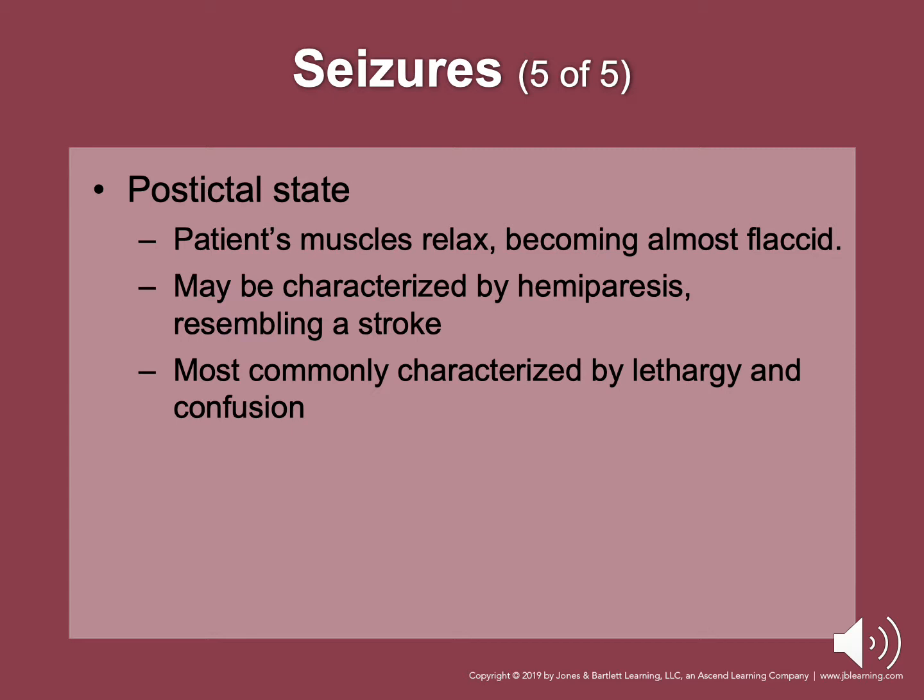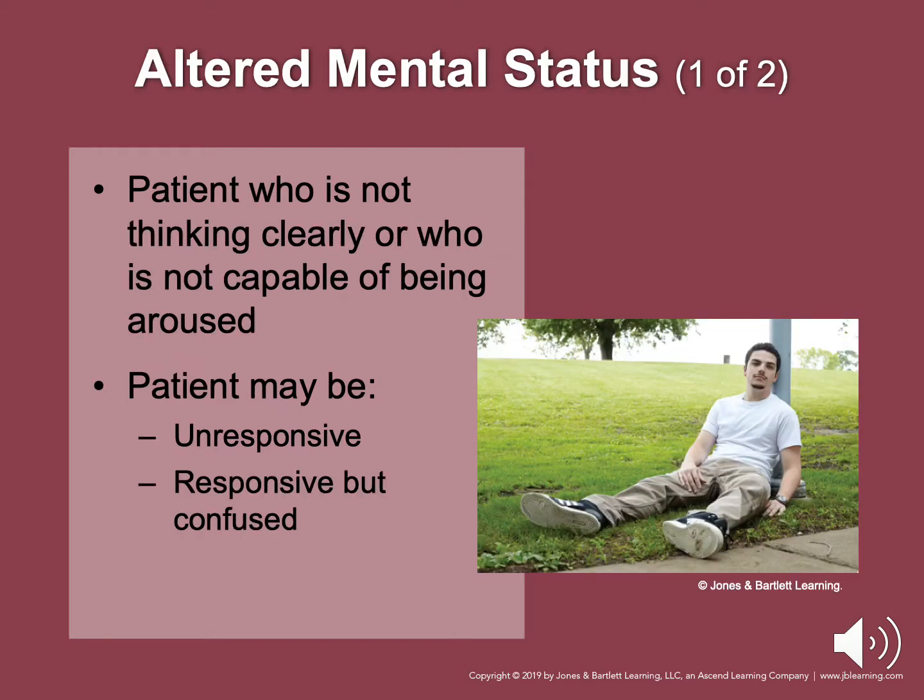All right, now we're going to talk about altered mental status. This patient is not thinking clearly or is not capable of being aroused. So they may be unresponsive, or responsive but confused. So we really don't know what's going on with these patients. So we're going to do a lot of investigative work on these patients. We're going to have to become investigators with law enforcement.